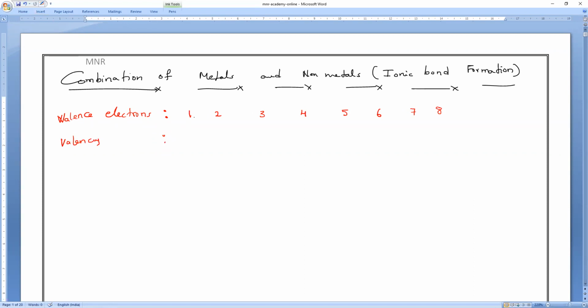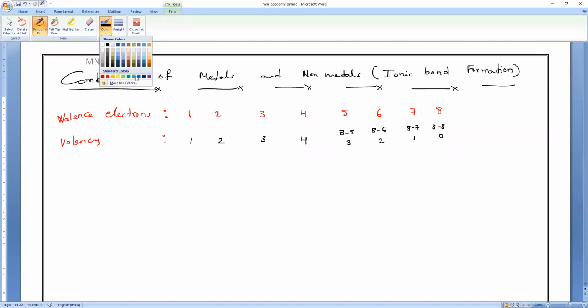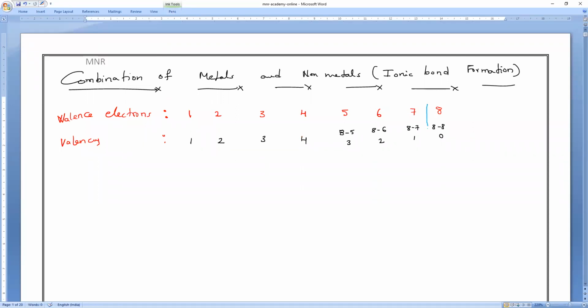Valency is what? 1 means 1 is the valency, 2 means 2 is the valency, 3 means 3 is the valency, 4 means 4 is the valency. 5 means what is the valency? Fast. 3. 8 minus 5 equals 3. 6 means 8 minus 6 equals 2. 7 means 8 minus 7 equals 1. 8 means 8 minus 8 equals what, everybody? 0.